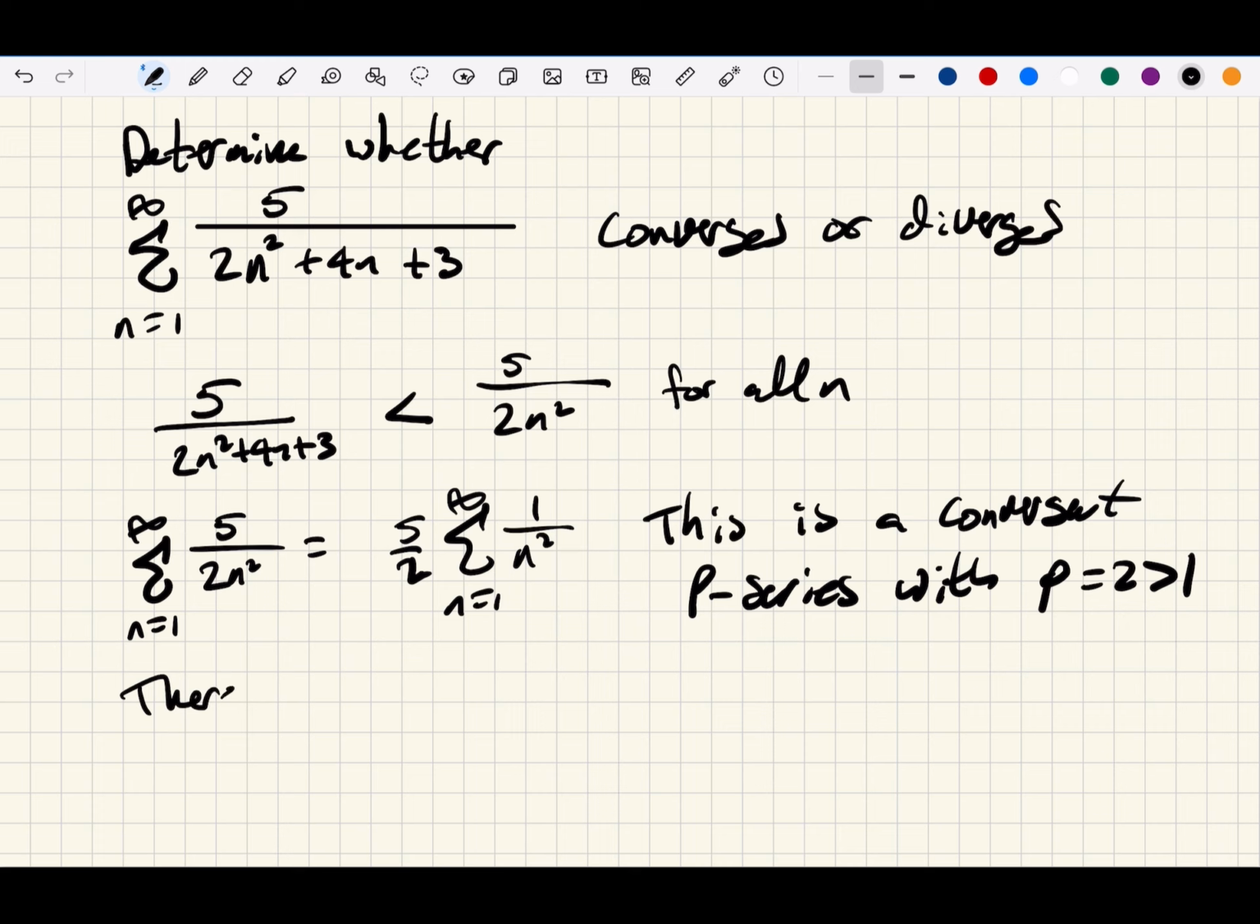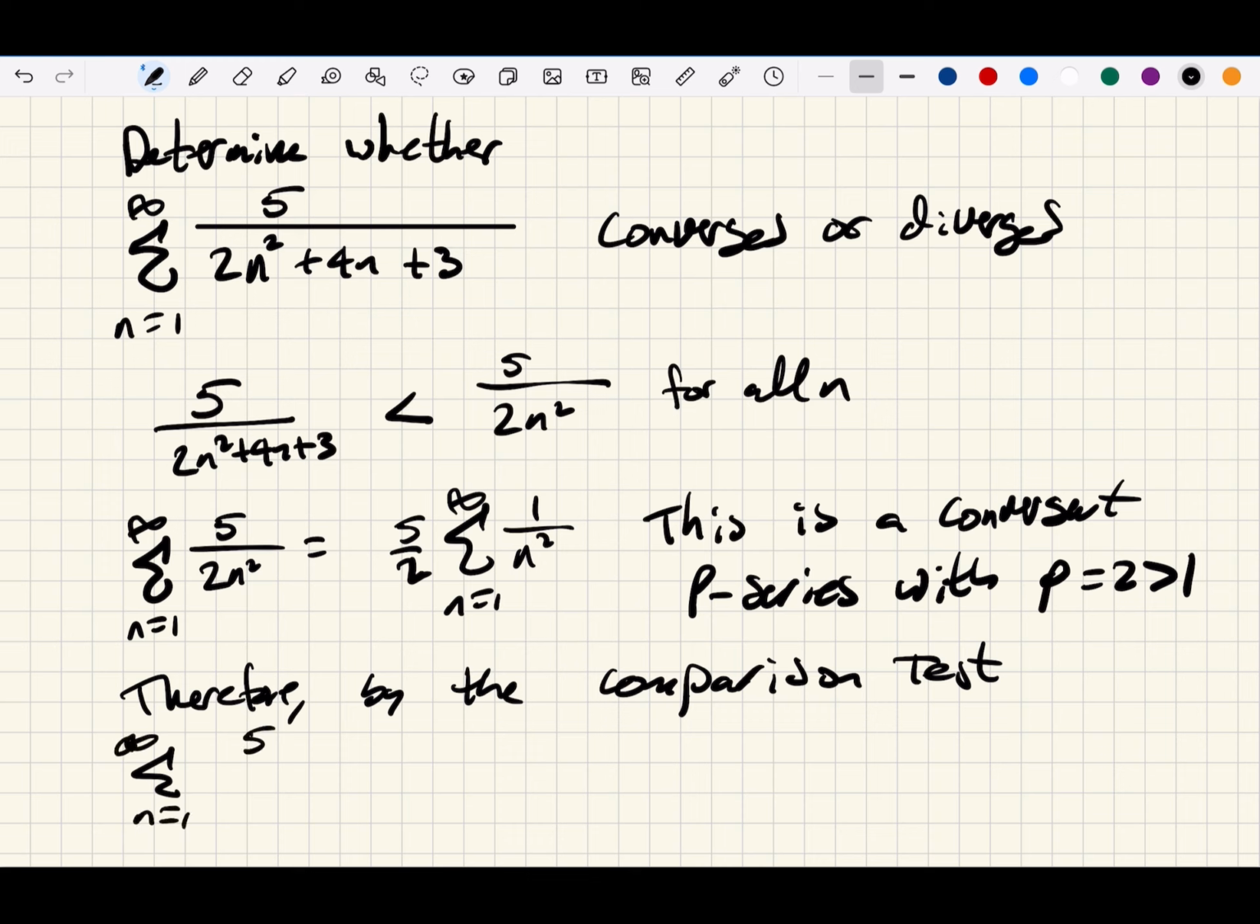Therefore, by the comparison test, the sum from n equals 1 to infinity of 5 over 2n squared plus 4n plus 3 converges. No? I'm just kidding. Yeah, that's right. Good job.